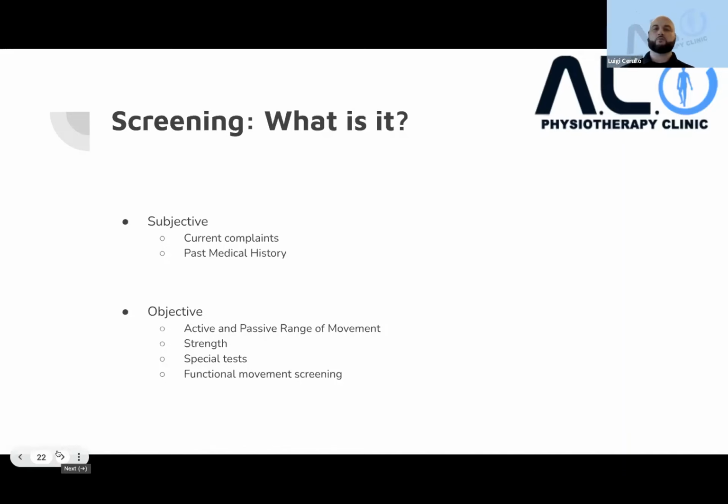So screening at A.L.O. comprises a subjective assessment to establish your current state and get a better understanding of your past medical history, including any previous injuries you've had, which is always a big indicator of future injuries. We also assess fundamental movement qualities through the kinetic chain in the form of an objective assessment. This includes active and passive ranges of movement, strength, any special tests that we deem appropriate, and then a functional movement screen.